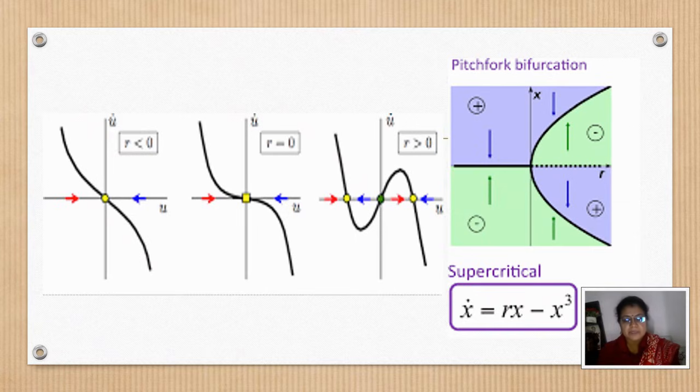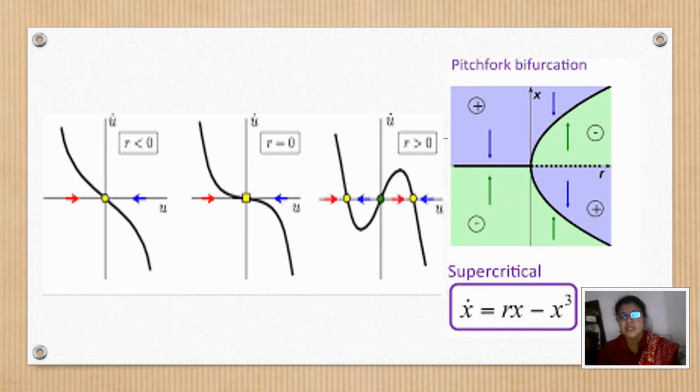Now what happens at the other roots, x star is equal to plus root r and x star is equal to minus root r? Both of them didn't have any fixed points at r less than 0, so no fixed points here. But for r greater than 0, both of them had stable fixed points denoted by yellow circles. So now see, the system has undergone a transition from having one fixed point to three fixed points.